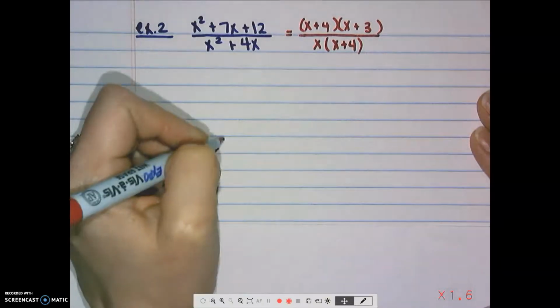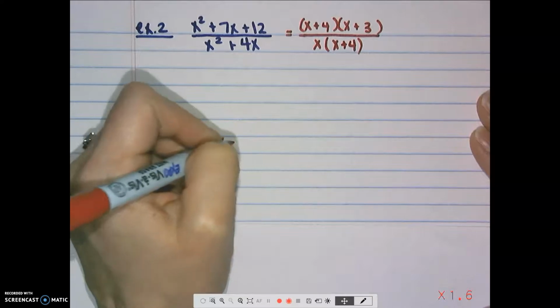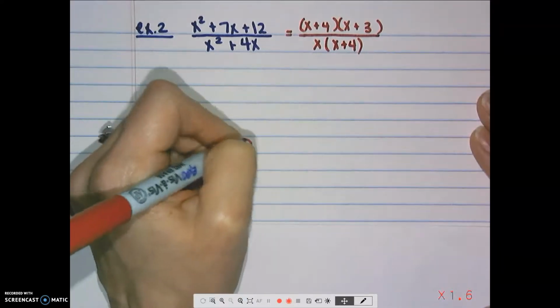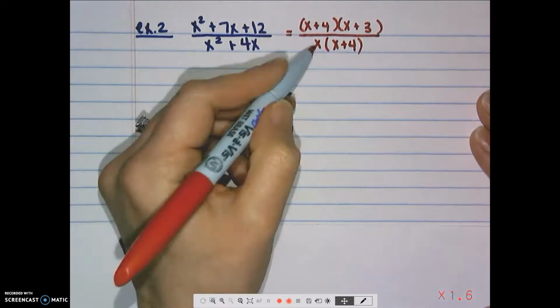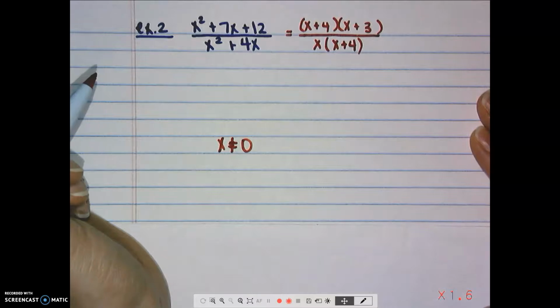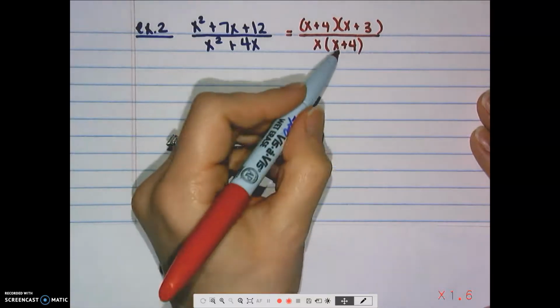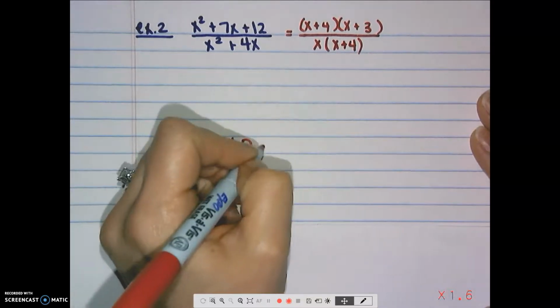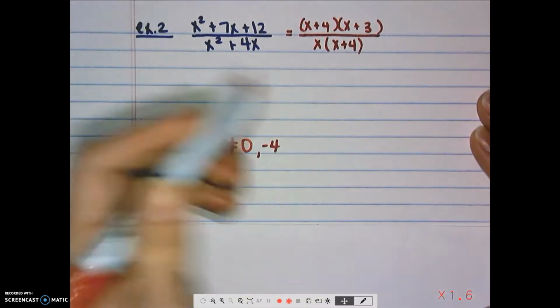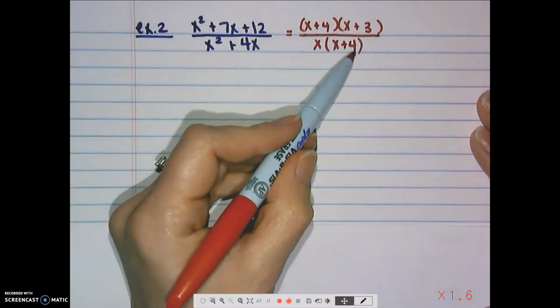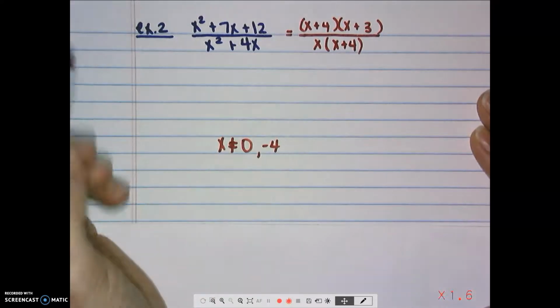So for our restrictions, I'll come down here with those. We know that the denominator, x cannot equal 0, that part there. If that's 0, then the denominator would be 0. And in this parenthesis, if we put negative 4 in there, negative 4 plus 4 is 0, and that would give us 0 for the denominator.